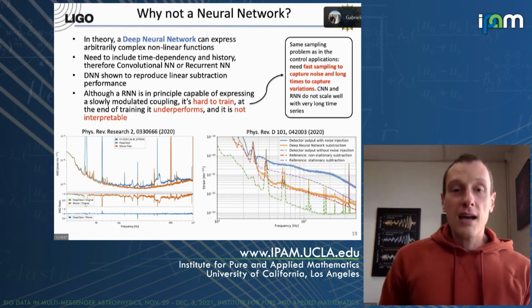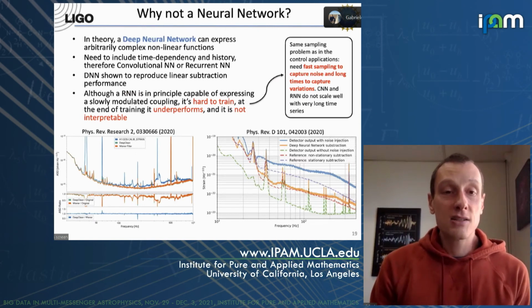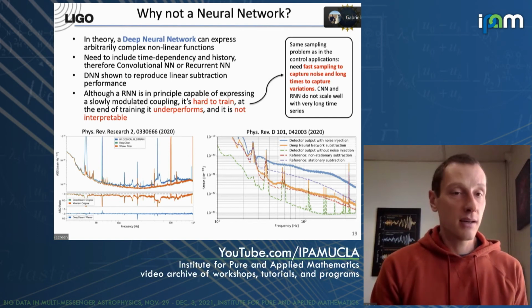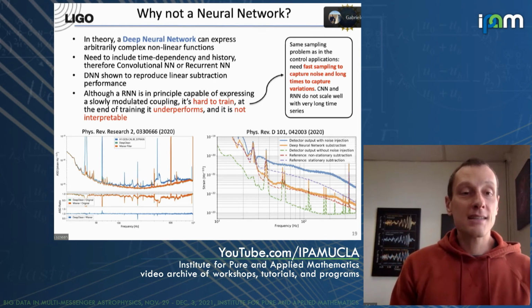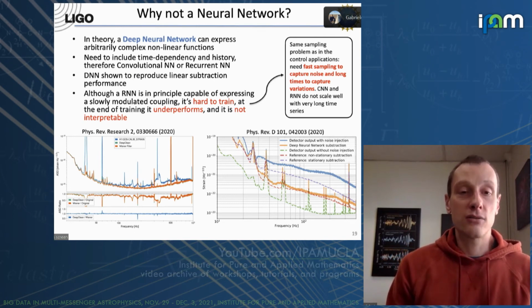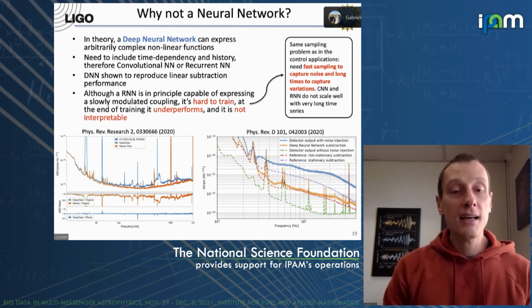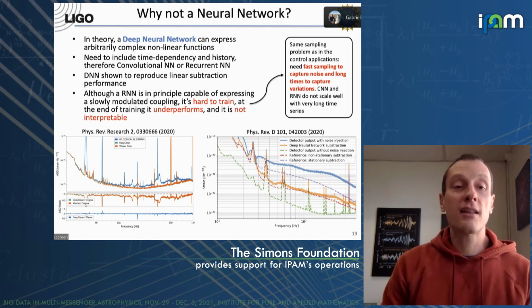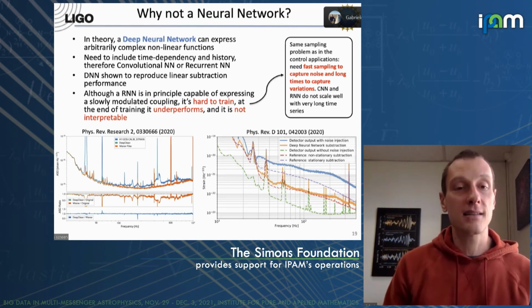So of course, we are talking about machine learning. The question that some of you might ask is, why not use a neural network? Because in theory, a deep neural network could be able to express arbitrarily complex nonlinear functions. So if you just use a neural network instead of my simplified model, this could capture the most general nonlinear model, given enough complexity.